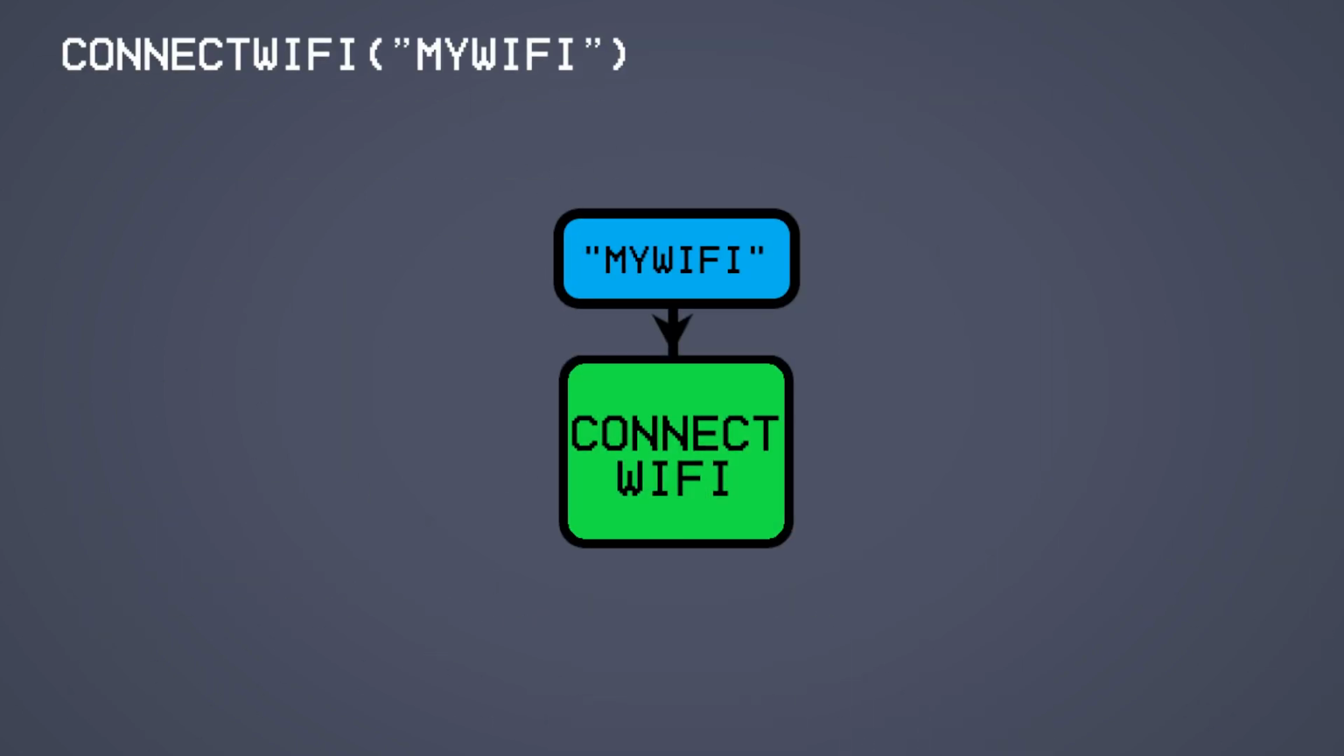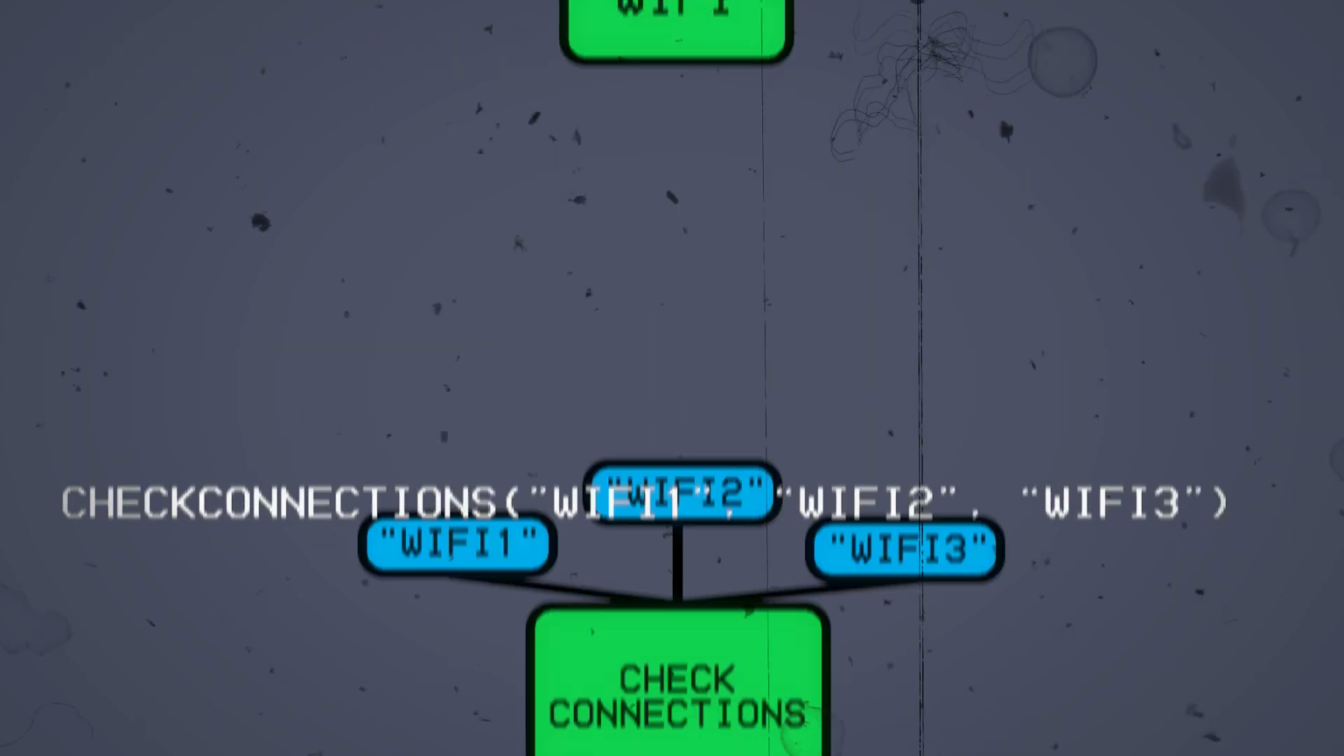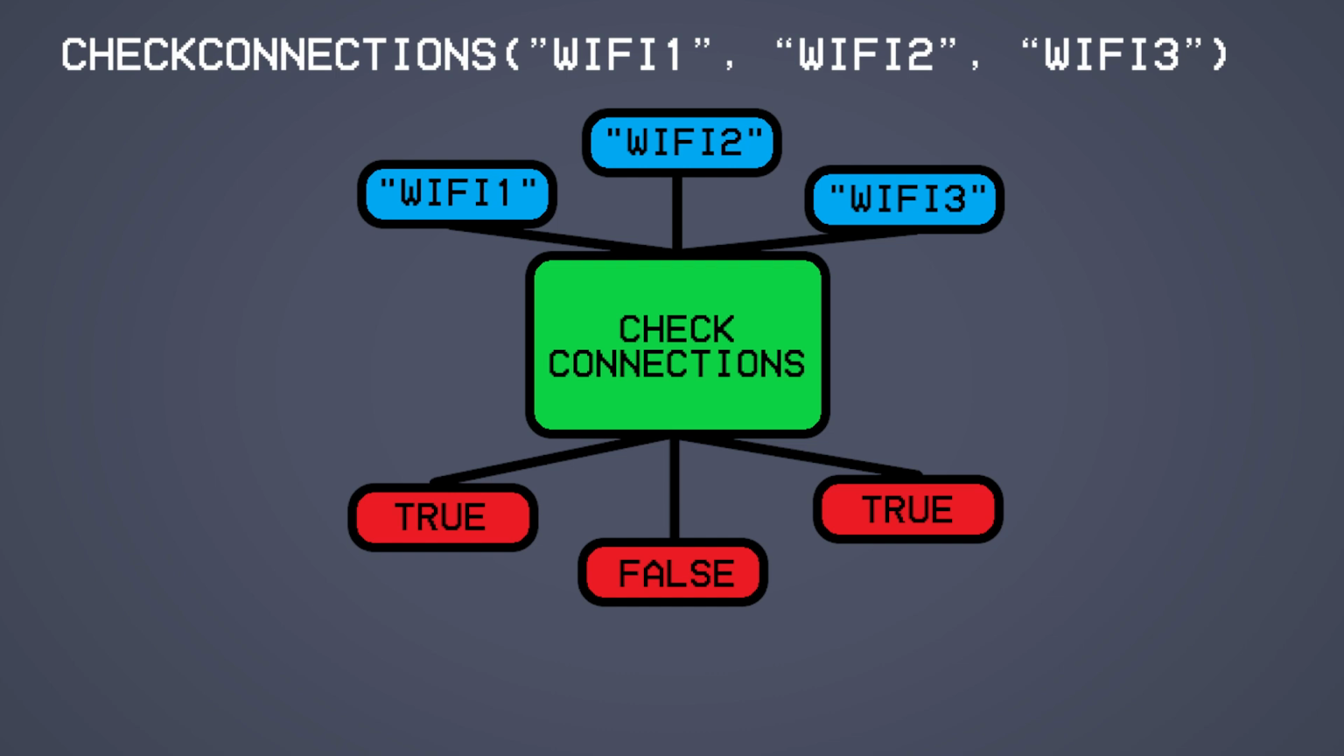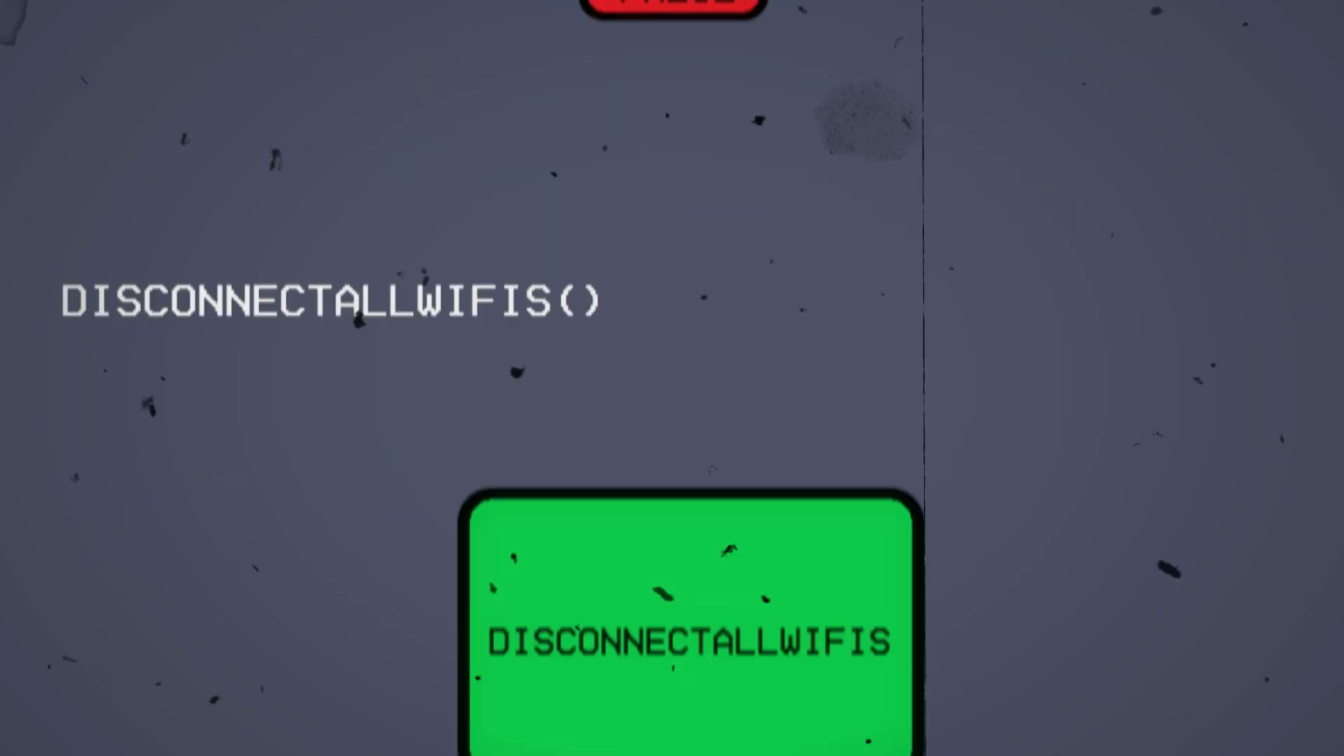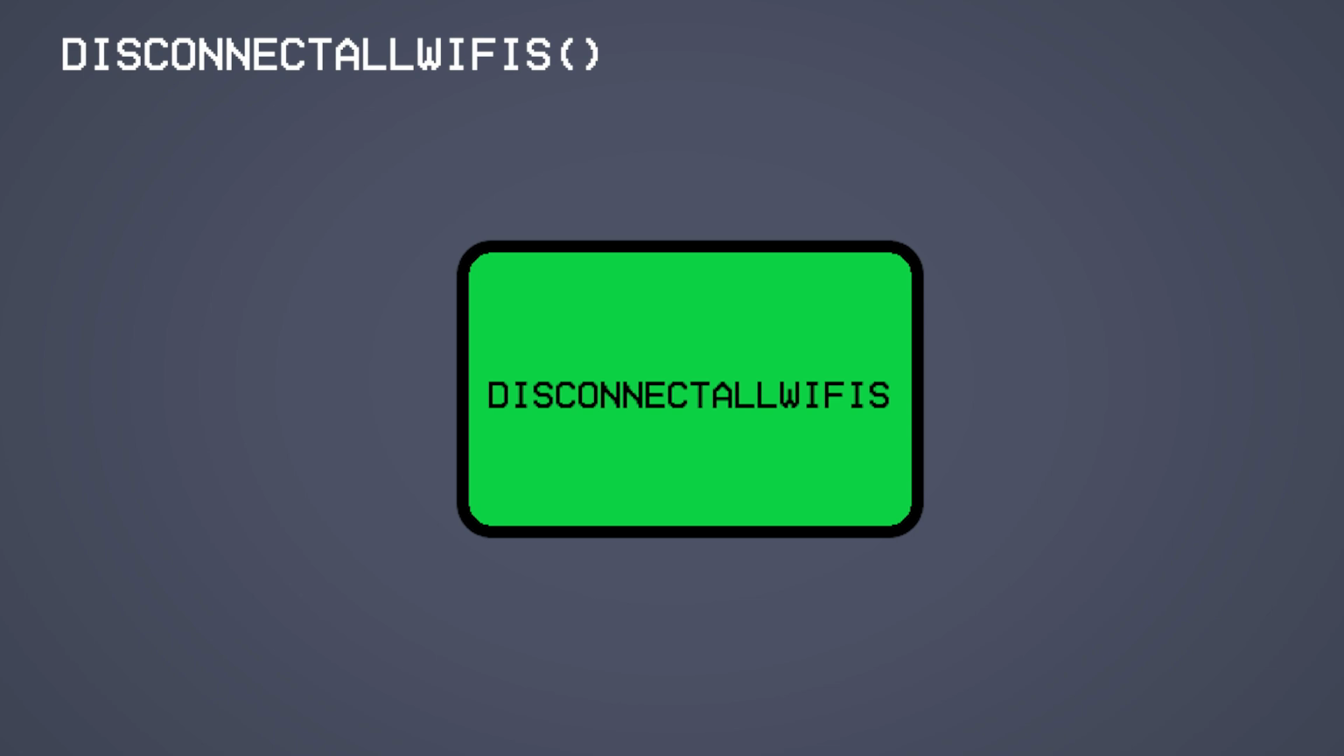Let's look at another example. This is a connect Wi-Fi function. It takes in a Wi-Fi name and connects to the Wi-Fi. It might not have given us a return value, but not all functions give us one. Now a check connections function. It takes in as many Wi-Fi names as we want, separated by commas, then goes and checks all the Wi-Fi names to see if that Wi-Fi is connected, and will return a true or false for each individual one. Let's look at one last function. This is a disconnect all Wi-Fi's function. It takes in no arguments, goes and disconnects all connected Wi-Fi's, then gives us no return values.